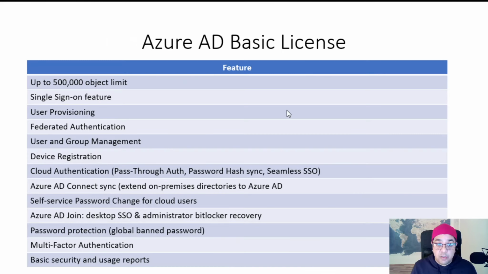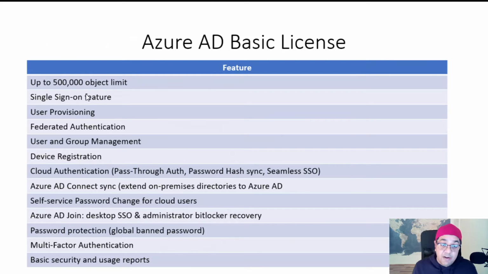If we just look at this table here, I won't go through all of them one by one, but just to have a quick summary, you can have up to 500,000 object limits, and that's quite a lot of objects. And objects are not just user accounts; they include groups, devices, user accounts, security groups. So they include all that. But 500,000 is still quite a lot for a basic free account.